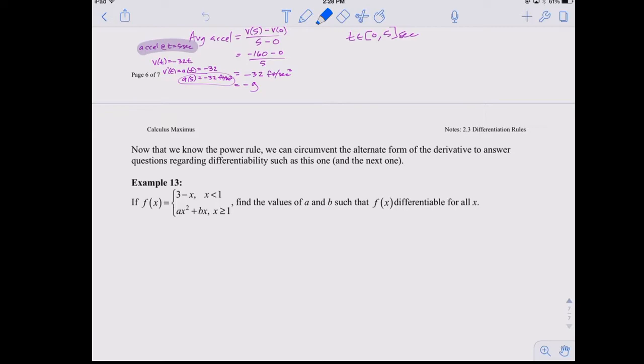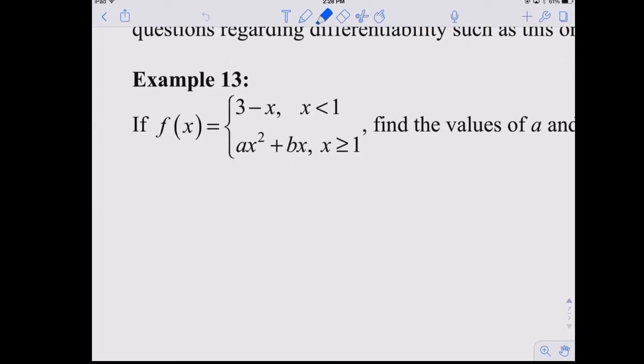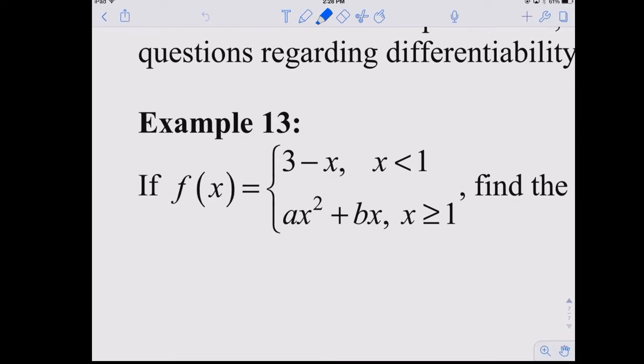Finishing up 2.3, example 13. There's going to be two of them. I'm going to do the first one, and I'm going to kind of let you play around with the second one because they're very similar. This type of question makes a fantastic, wonderful multiple choice question.